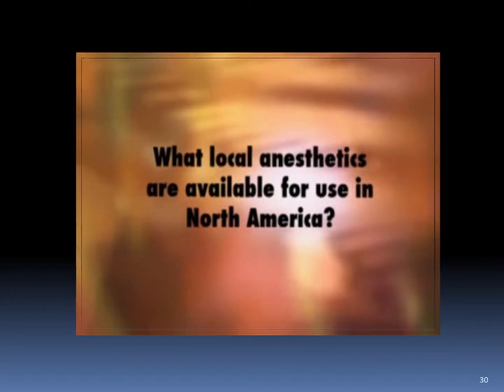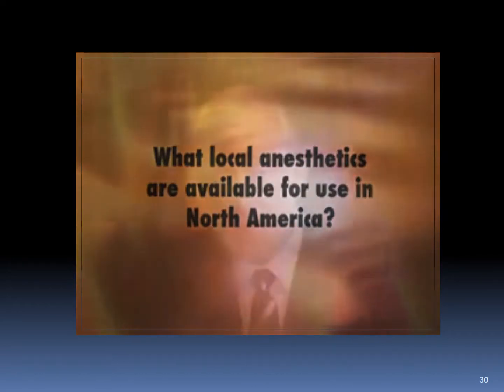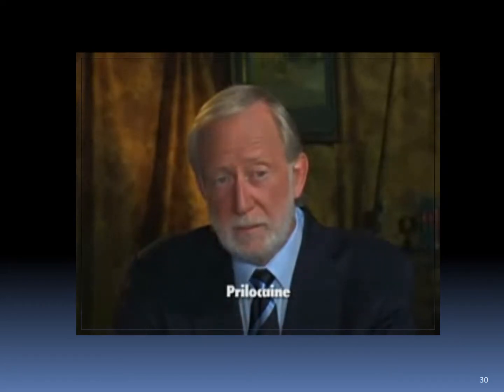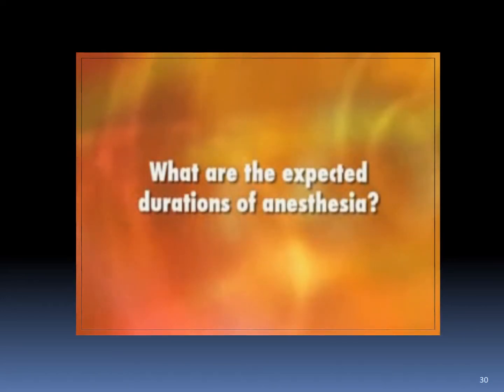What local anesthetics are currently available in North America? At present, there are 5 drugs available. These are articaine, bupivacaine, lidocaine, mepivacaine, and prilocaine. What are the expected durations of anesthesia with these drugs?